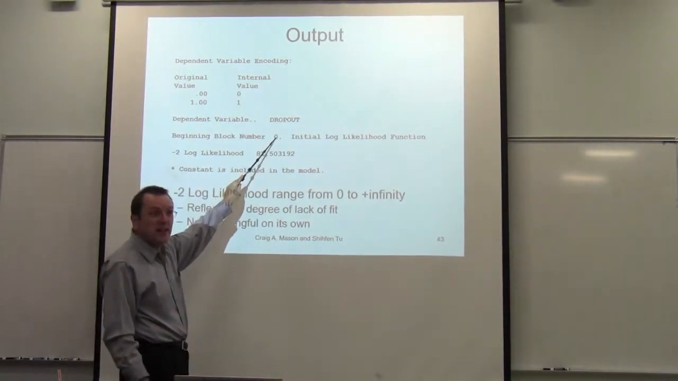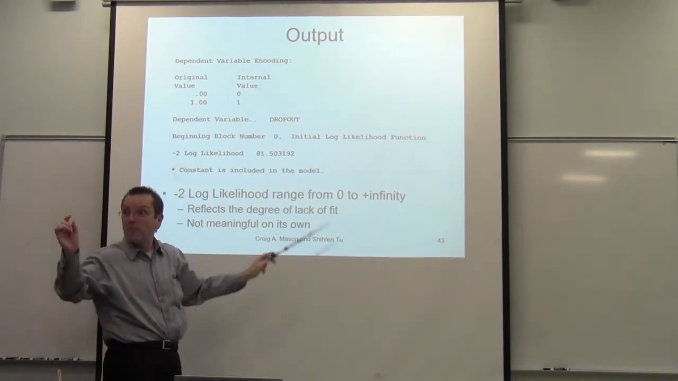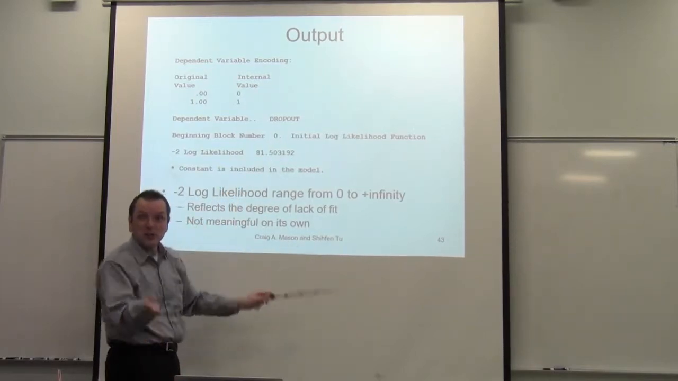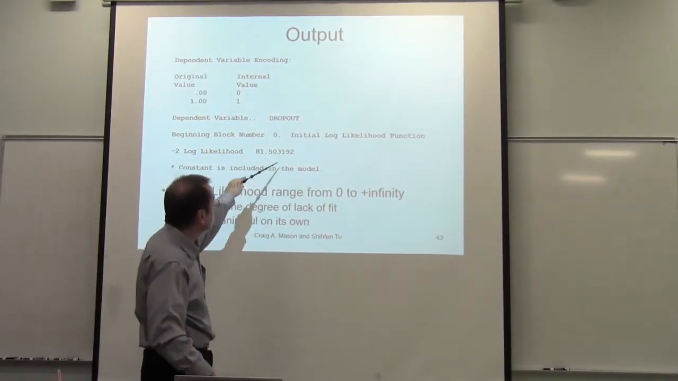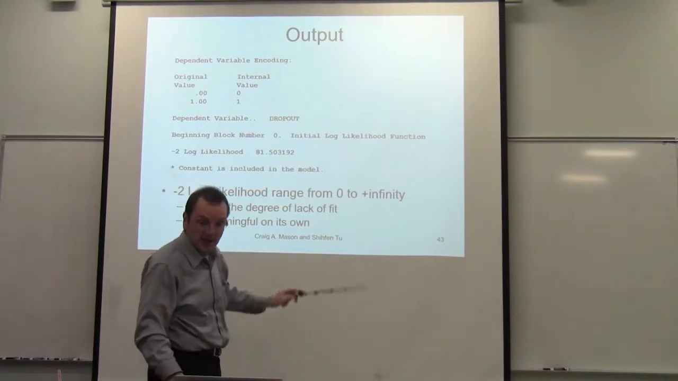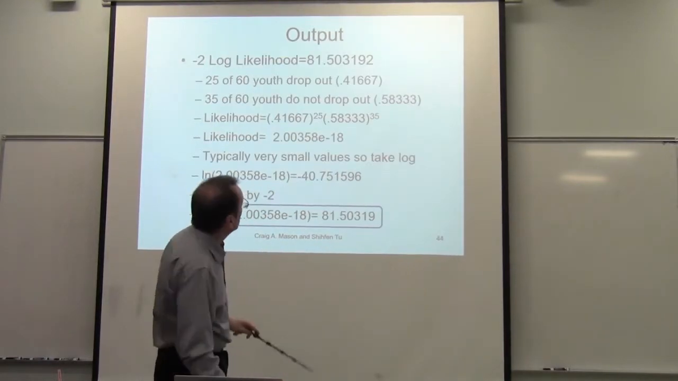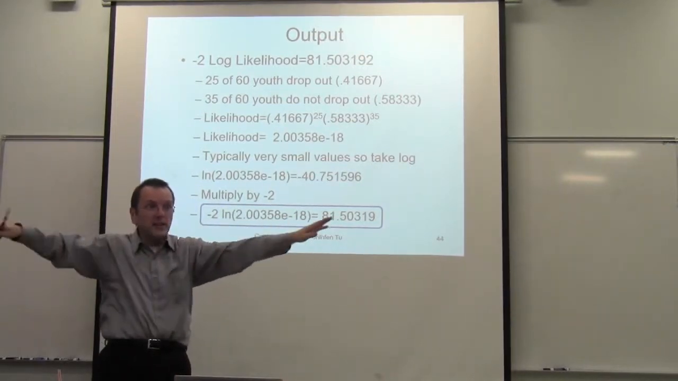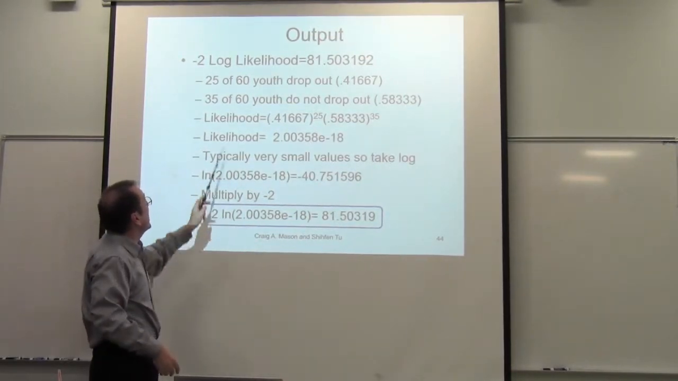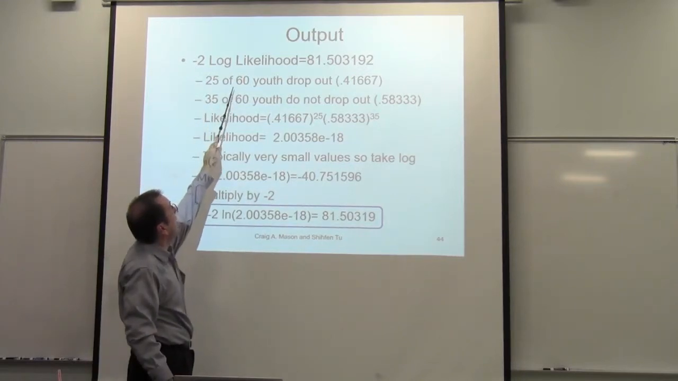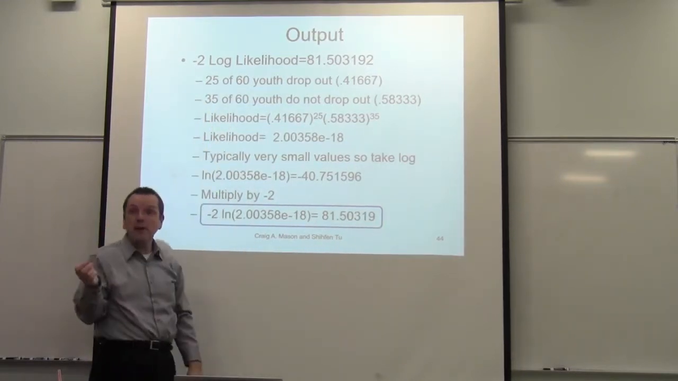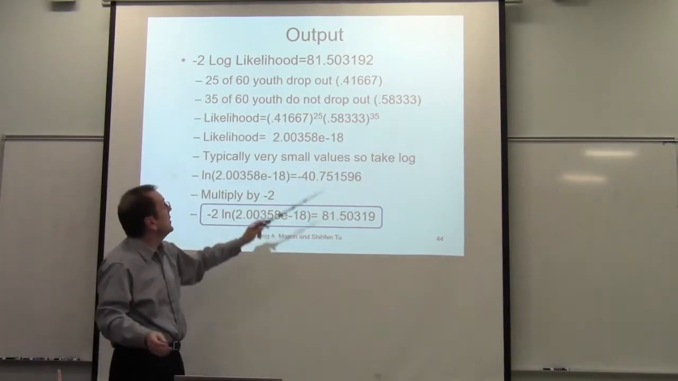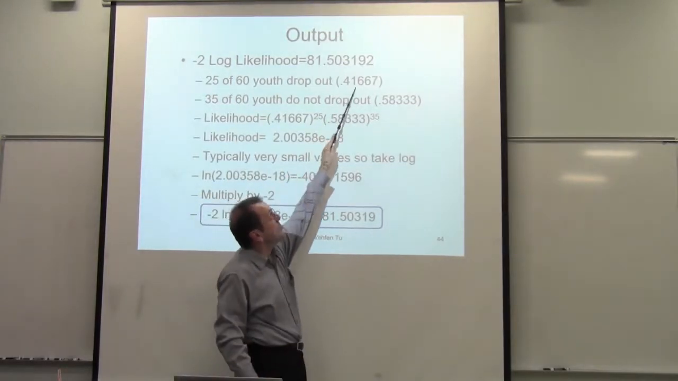SPSS uses that as a way of saying this is a model. Remember with multiple regression we do model 1, model 2, model 3. Model 0 is just that there's nothing in the model, because it wants to give you numbers like this negative 2 log likelihood. So with nothing in the model, we're back to Sergeant Schultz. We know nothing, no predictors. If 25 out of 60 youth dropped out, what's the probability of a kid dropping out? Well, it's 25 over 60, or 0.41667.